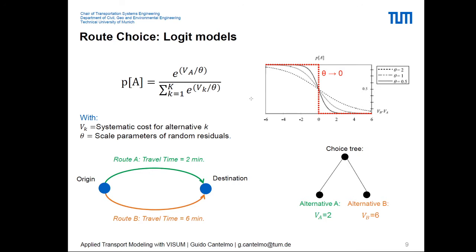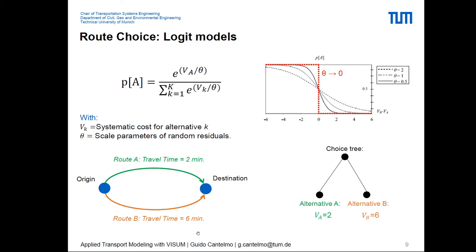So route set generation is what we call the first part of the traffic assignment problem. We have the demand and we have a set of routes connecting each origin to each destination. Now, however, we need to assign the demand to the routes. Let's look at the example here. We have one origin and destination, in blue, and we have two paths: route A with a travel time of 2 minutes and route B with a travel time of 6 minutes.